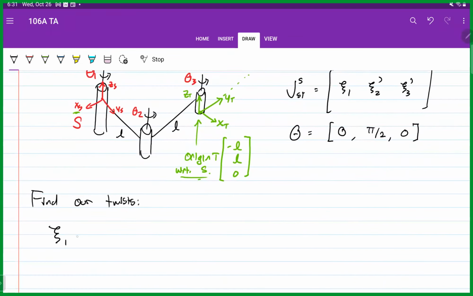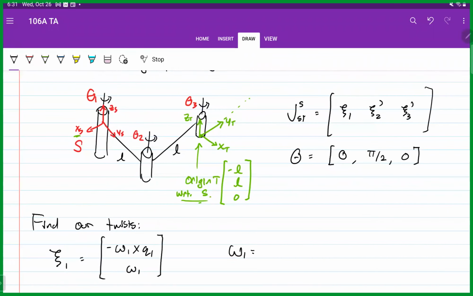So we're going to start out with Xi1, right? And this is a revolute joint. So Xi1 will be a twist of the form negative omega 1 cross Q1, and omega 1, remember where Q1 is a point on our Xi1 axis. Okay, so what will our omega 1 be for this case? Well, omega 1 is just going to be whatever axis we're rotating around. If we check out our twist over here, this Xi1 is just pointing directly along the z-axis in space, right? So omega 1 will just be 0, 0, 1.